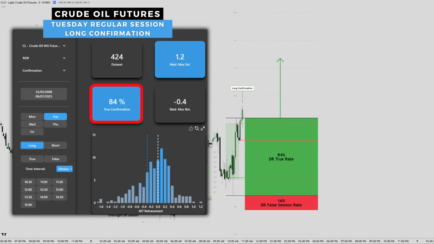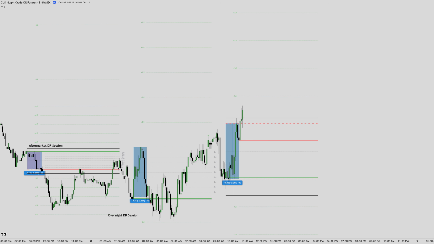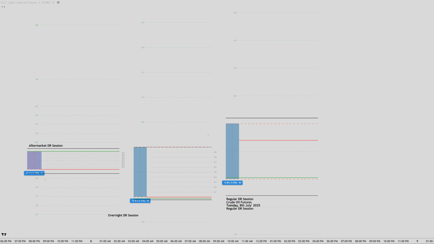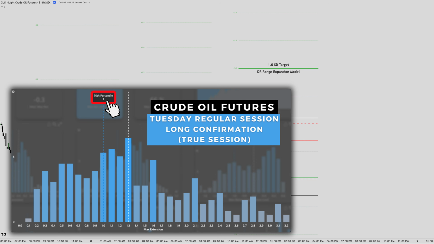Besides the fact that the Tuesday regular DR session held true 84% of the time after a long confirmation in the past 18 years, this price action has way more to offer. When comparing all three DR sessions in their sizes, it is evident that each one of them expands in size compared to the previous one. A classic DR range expansion model is forming, which also gives a high probability target of one standard deviation. This target has been reached around 70% of the time historically in a true session.